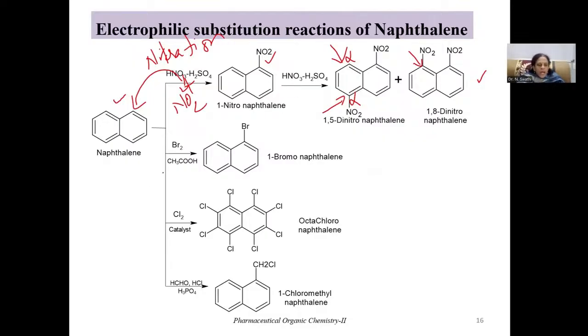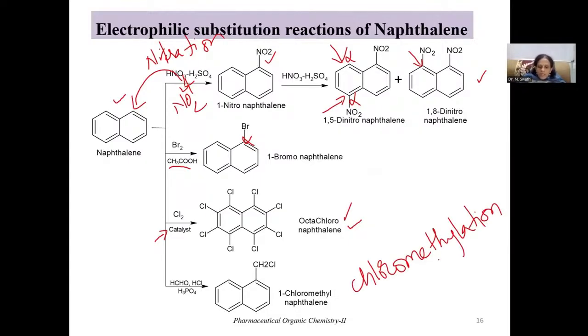Now the halogenation reactions are a little unpredictable. For example, upon bromination in the presence of glacial acetic acid, the bromonium ion attacks at the alpha position, as a result of which we will be getting 1-bromonaphthalene. But if chlorination is performed in the presence of a catalyst, then all the positions, both alpha and beta hydrogens, will be occupied, and all 8 positions will be occupied with chlorine. As a result we get octachloronaphthalene as the product. So 8 chlorines are substituted, that's why it is known as octachloro.